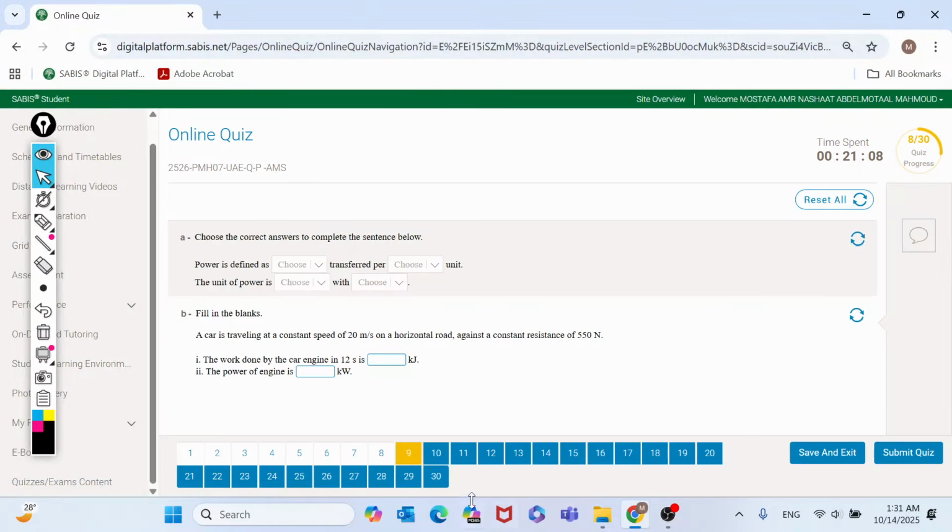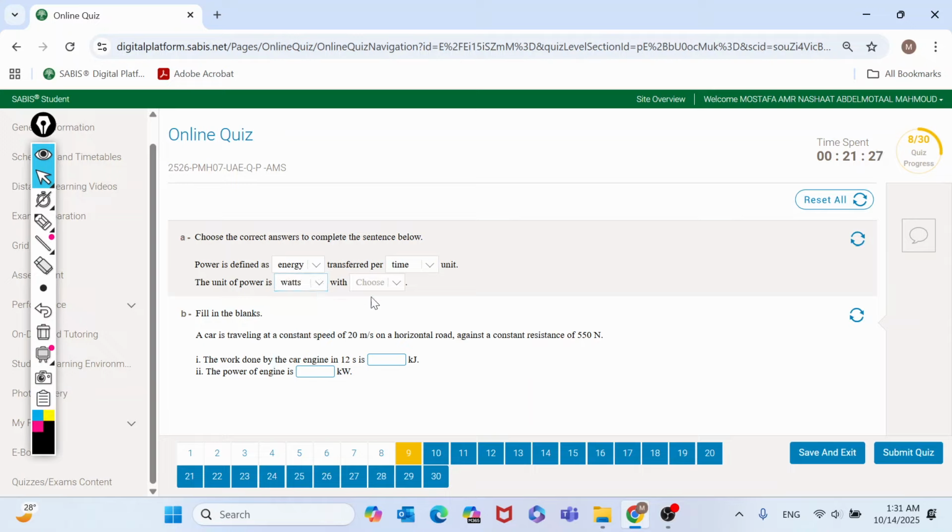This is the point of the quiz that's kind of hard, from around 8 to 15 or so. Power is defined as energy per unit time.